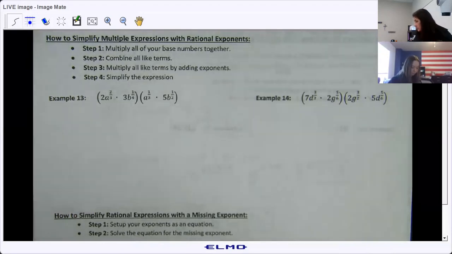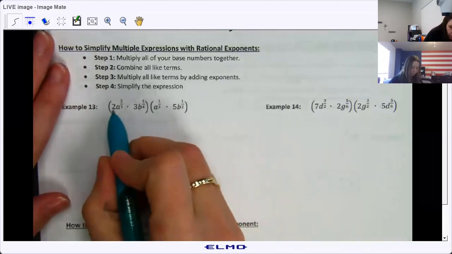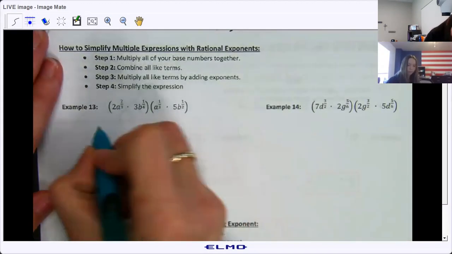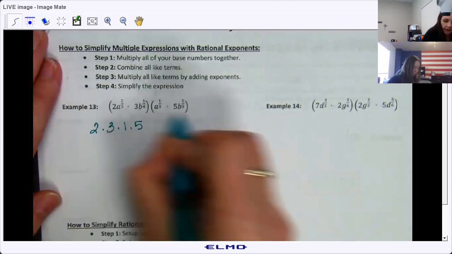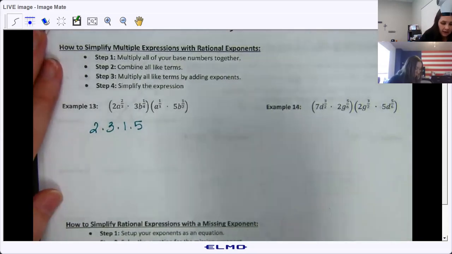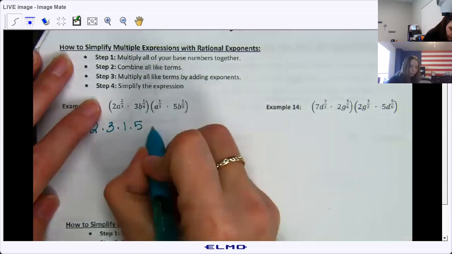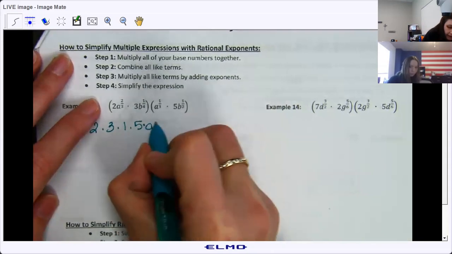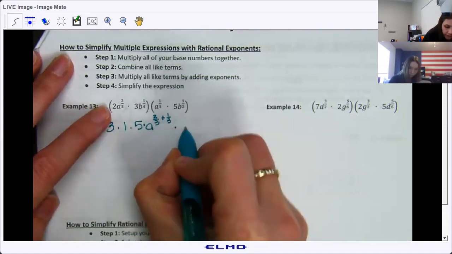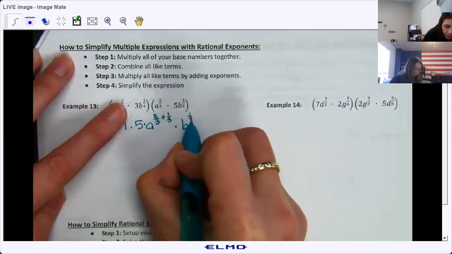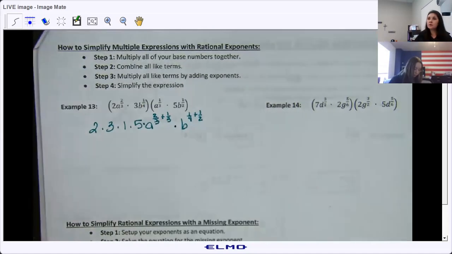So in this case, we are going to take 2 times 3 times 1 times 5. We're multiplying all the coefficients together. Now we're going to combine all of our like bases. So we have a to the power of 2/3 plus 1/3 times b to the power of 1/4 plus 1/2. And now you're just going to simplify that all out.